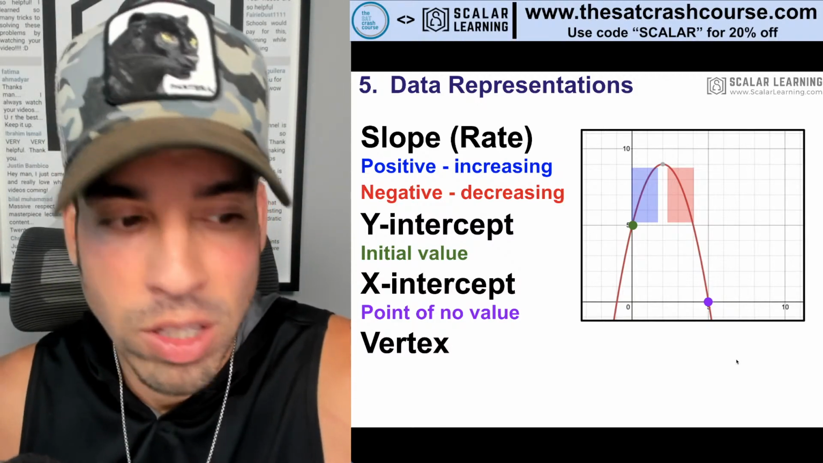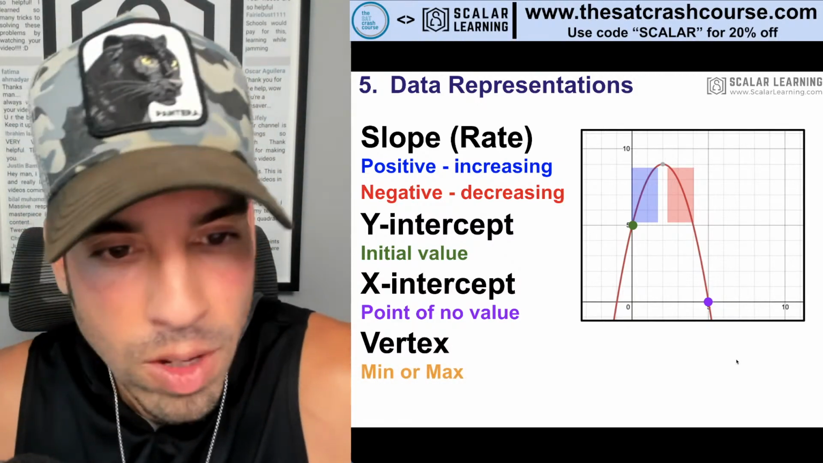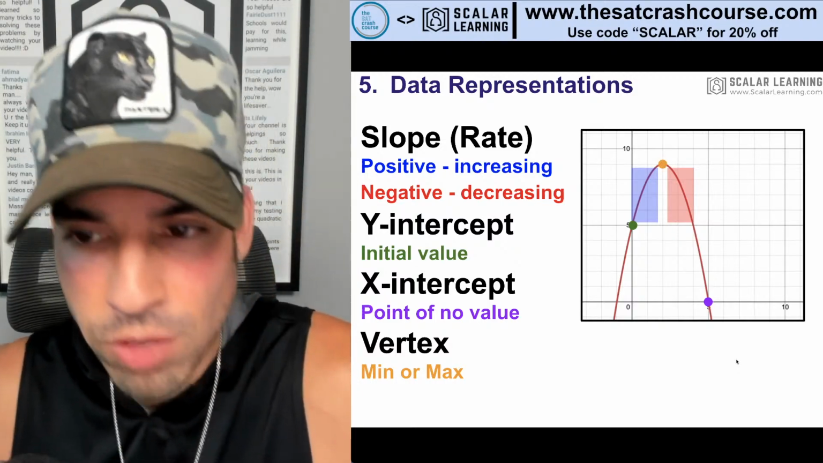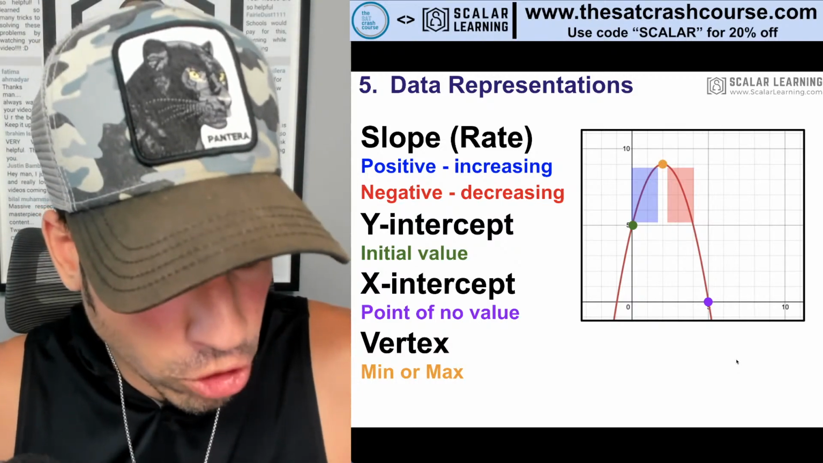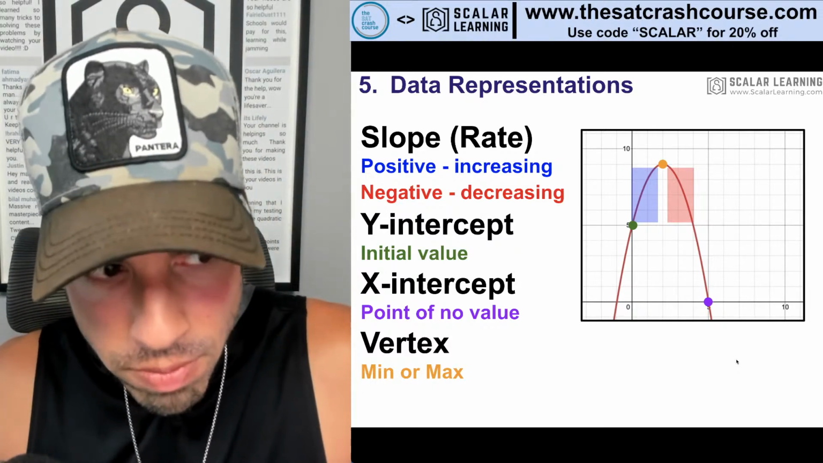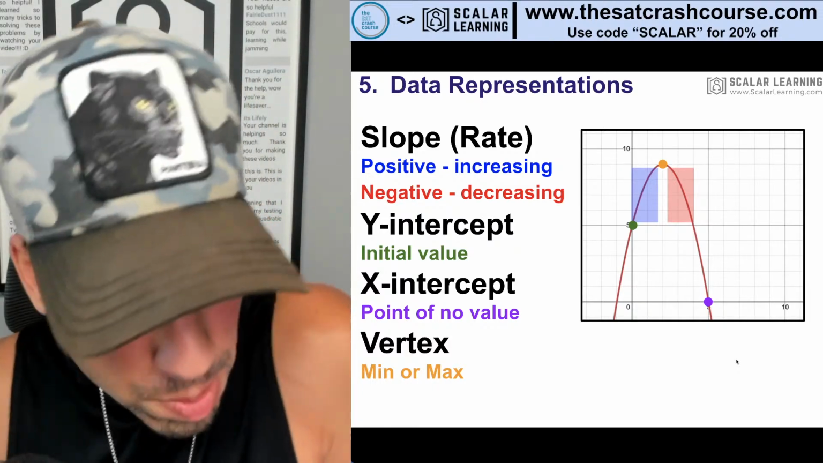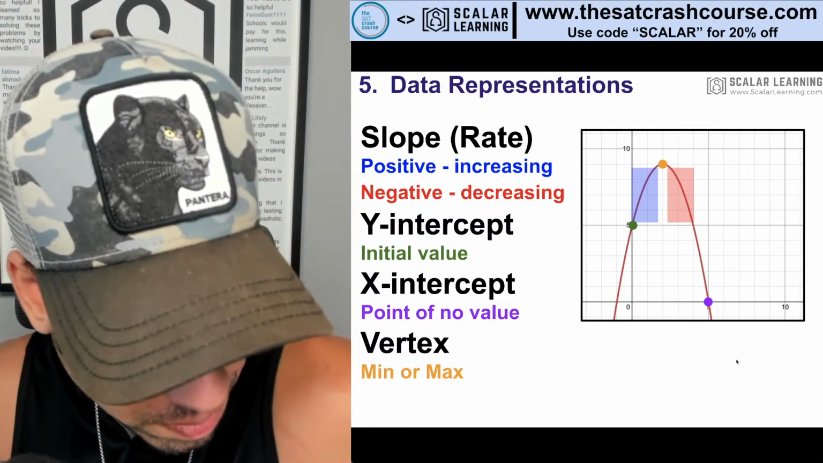And for this particular example, the vertex, that's your min or max for a quadratic in particular. You don't have that in a linear function. In this one, it would be the maximum value, whatever we're measuring. But let me put this in context, okay?